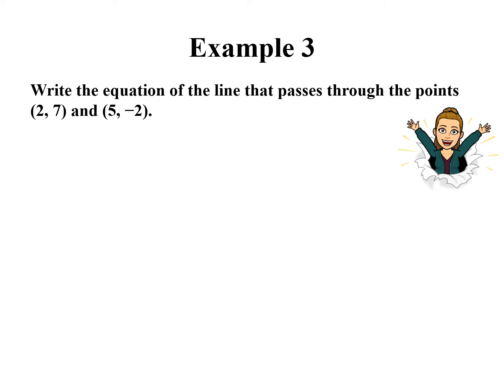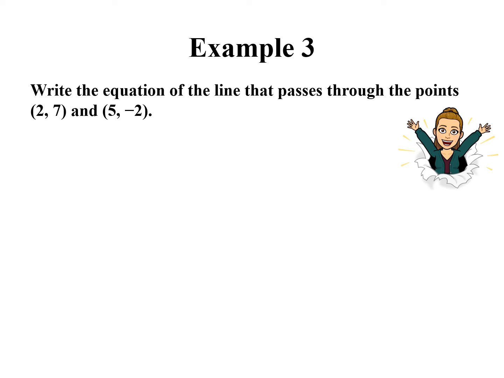One more problem here. This time I have just two ordered pairs. I want to write the equation of the line that passes through the points 2, 7 and 5, negative 2. So step 1 tells me I need to find my slope of my line. In this case here, I have two ordered pairs, so the best choice would be to use the slope formula.